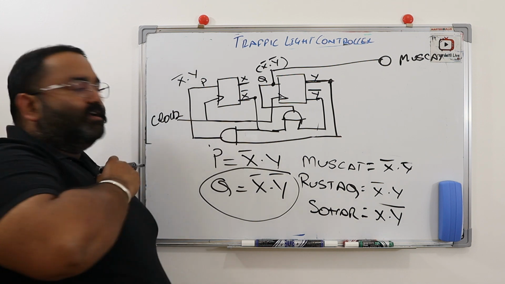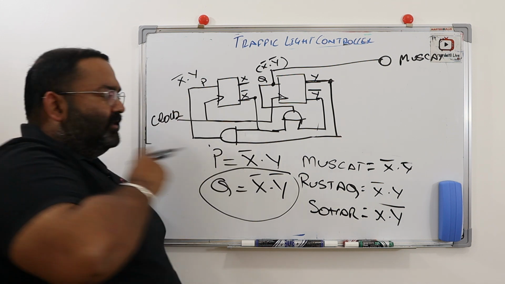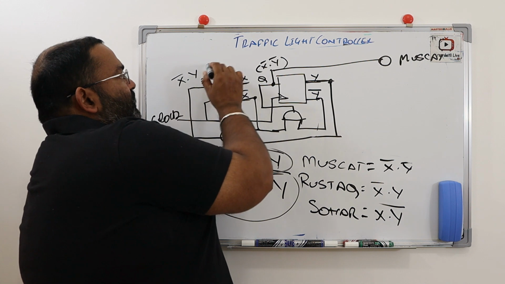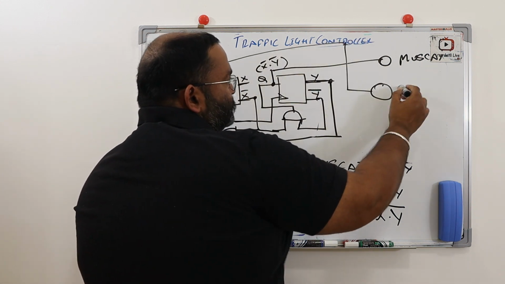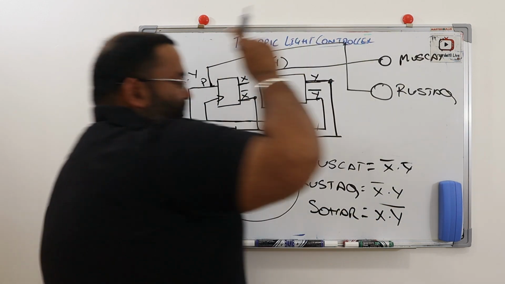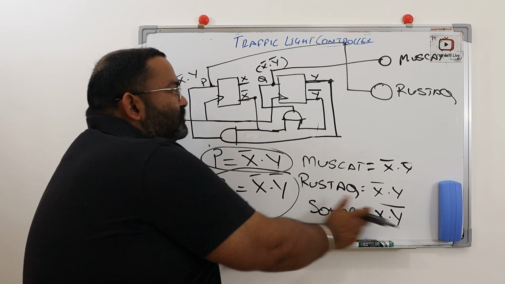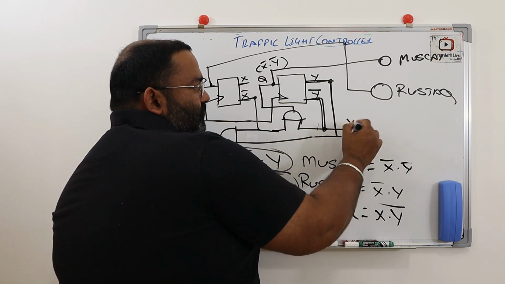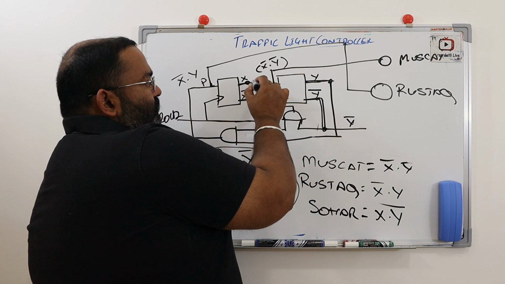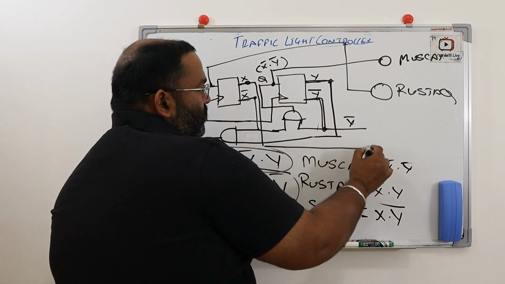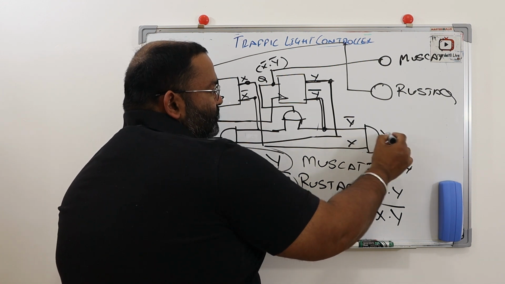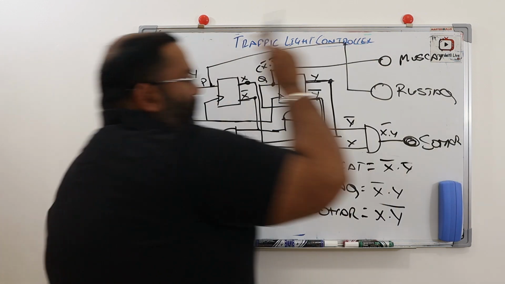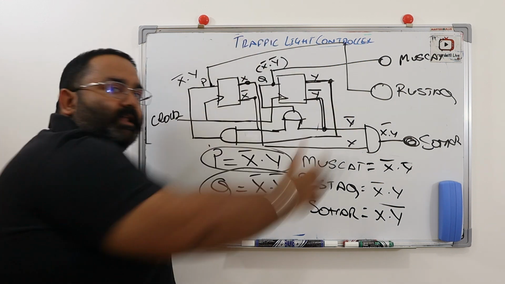So what is Rustak? Rustak is X complement and Y. X complement and Y is already P. So I take a connection from P and put it here. This is Rustak. Okay, so what is Sohar? Sohar is X Y complement. So here I have Y complement. I take this Y complement, and here is X, which was not used till now, and I AND them. So X and Y complement will give me Sohar. So whenever clock comes, the lights will change.